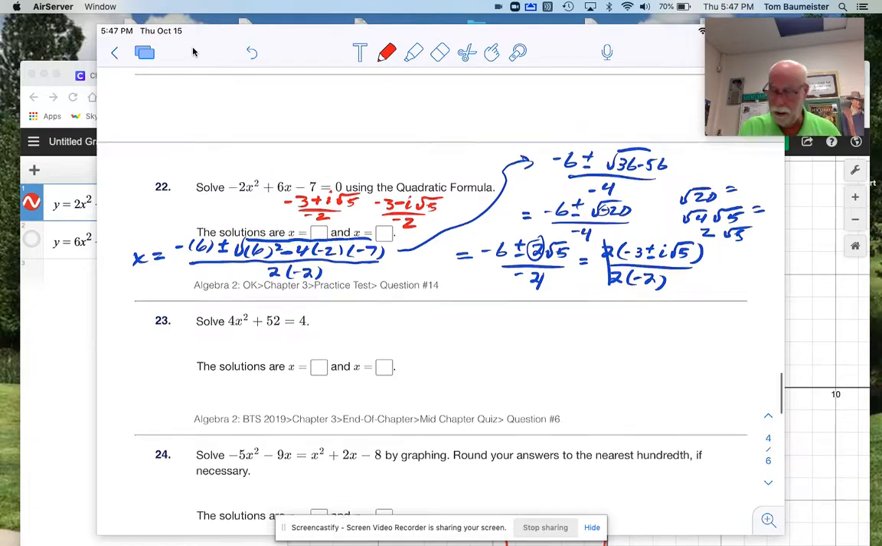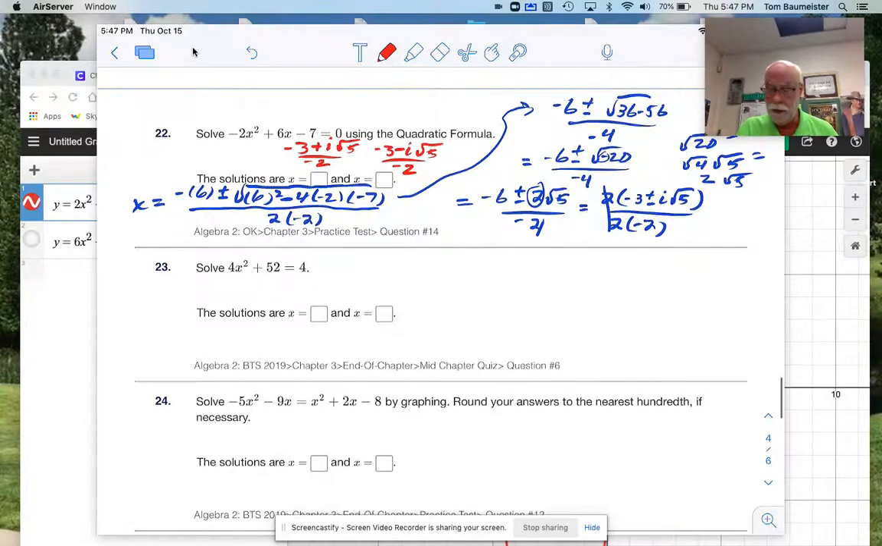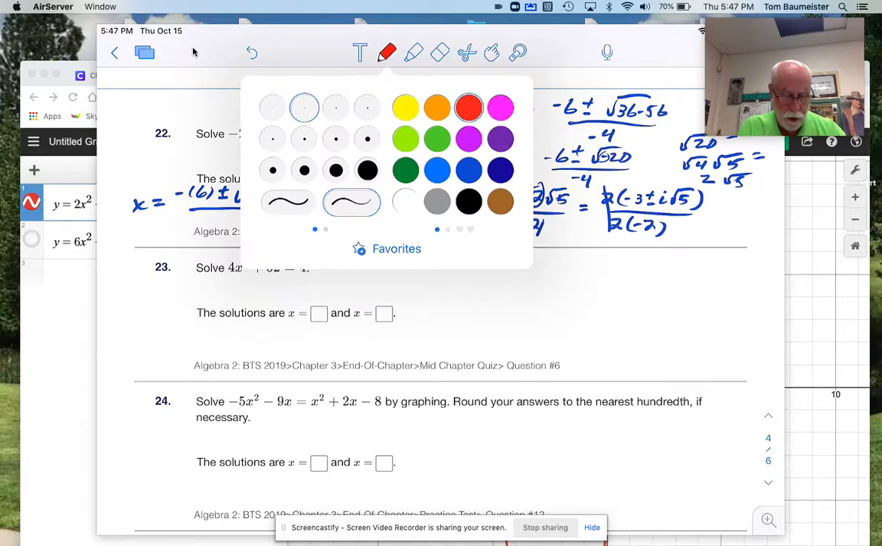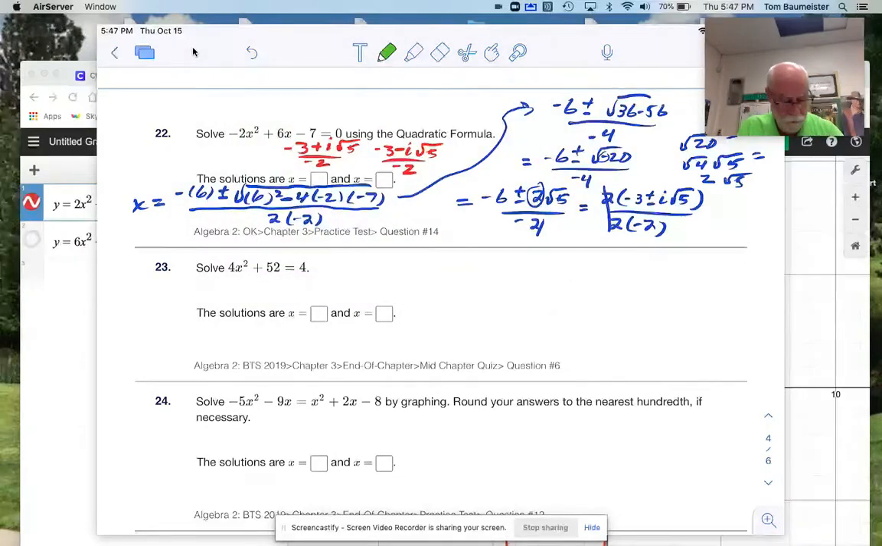Let's see, number 23. Okay, now we're starting to get back to some easy ones again. So 4x squared is equal to, I'm going to subtract the 52, so that'll be negative 48. If I divide by 4, I'll get x squared is equal to negative 12.